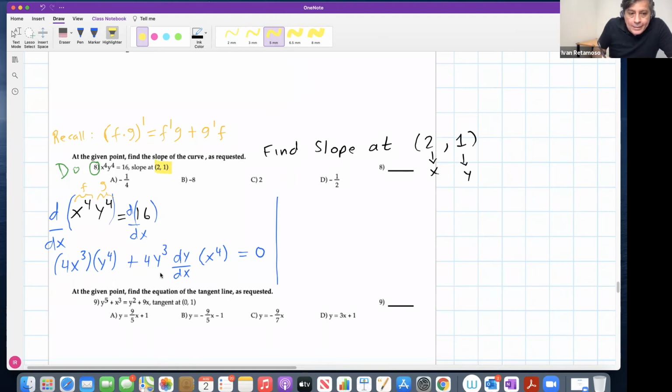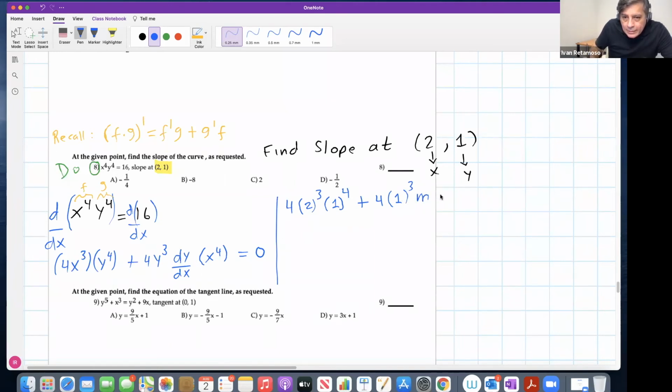So, since I know what x is and what y is, x is 2, y is 1, let's just replace the values of x and y here, right? Let's take advantage of that. So I replace the values there. Then I will get 4 times x cubed, but x is 2 cubed, times y to the 4 power, y is 1 to the 4 power, plus 4 times y, which is 1, raised to the 3rd power, times the derivative, the slope of the tangent line, which we'll replace by m, times x to the 4 power, but x is 2 to the 4 power, equals 0.